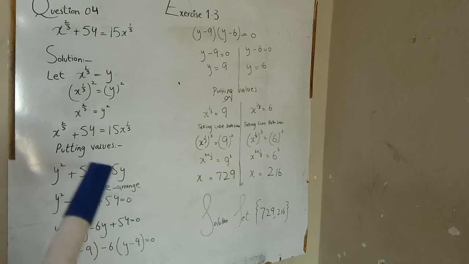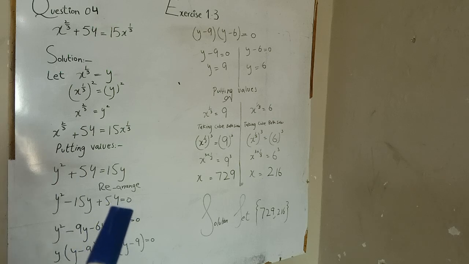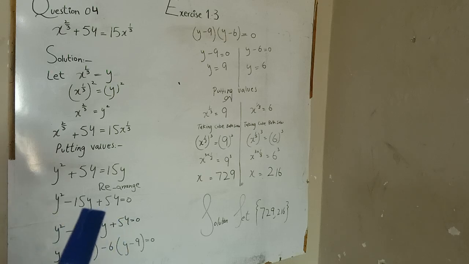Next we have to factorize this equation. We need two values whose product is 54 and whose sum is 15. 9 multiplied by 6 is 54, and 9 plus 6 is 15. So 9y and 6y are the two terms we put in the factorization.